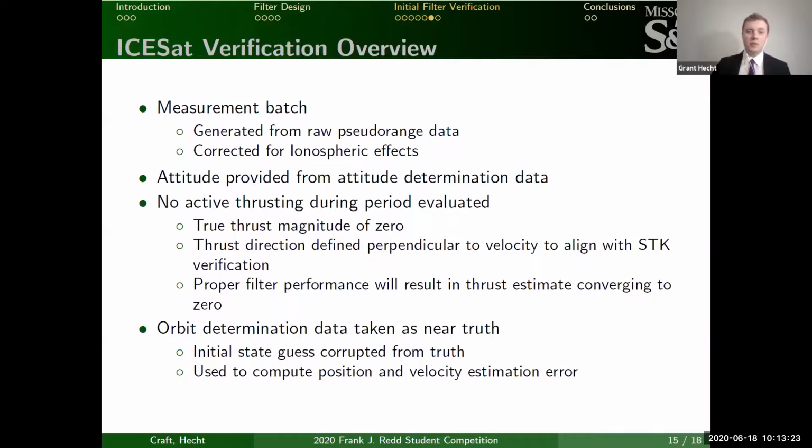To assess the filter's performance with ISAT data, a batch of GPS pseudorange measurements, which were corrected for ionospheric effects, was generated from the published raw pseudorange data. Attitude measurements, which are used during the propagation and accumulation of information, were provided by the published precision attitude determination data. The published geometrical properties of the spacecraft were used to compute relative surface areas for the dynamics, as well as the location of the GNSS receiver in the ISAT body frame.